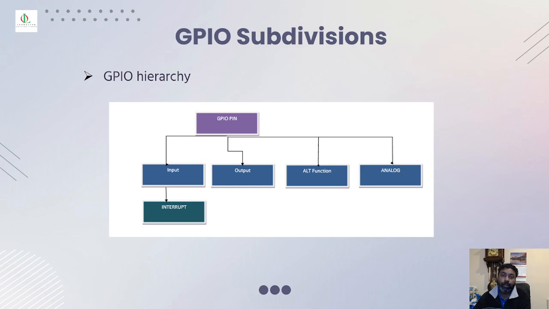How does the GPIO subdivision stand in the hierarchy? As you can see, a GPIO pin can be classified into 4 different usages. It can be used as an input pin, as an output pin, as an alternate function pin, or as an analog pin. When you take it as an input, you can also connect an interrupt to that input. There is a separate session for learning about what an interrupt is. So this is the hierarchy of GPIOs.